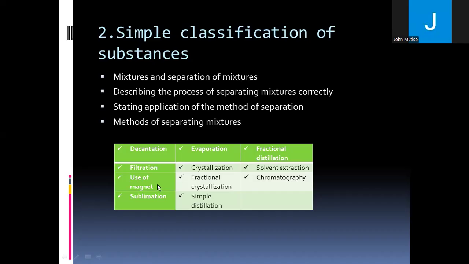It's good to understand that we have 11 methods used to separate mixtures. The first one, decantation. This one is to separate solid particles from liquid, used to separate an insoluble solid liquid mixture. We have filtration. Filtration and decantation are similar, but filtration is more effective. There is use of a magnet. This one we use once one of the components is iron filings. That is when we use a magnet.